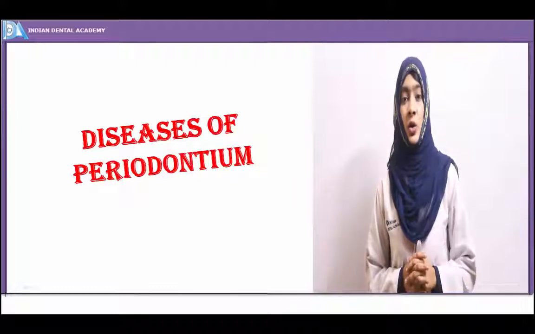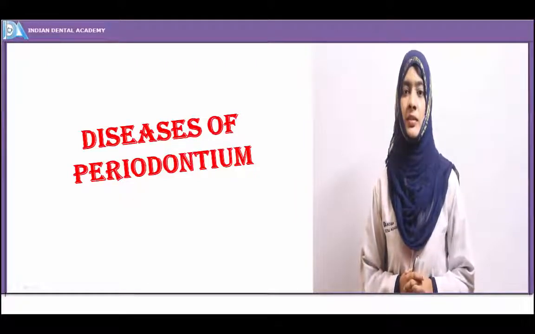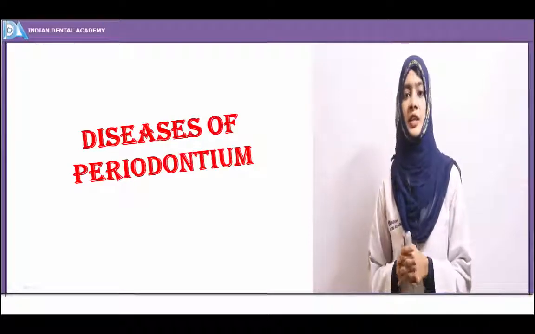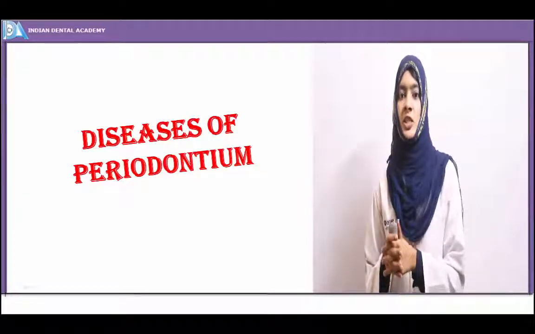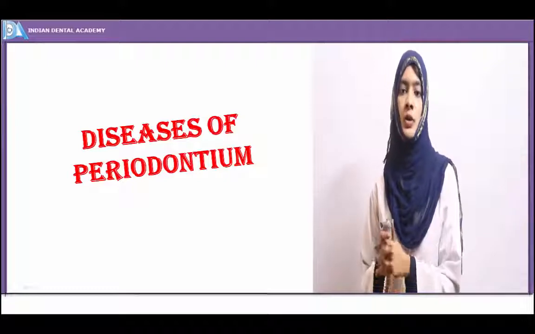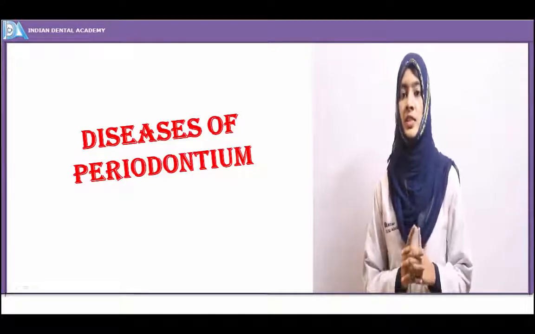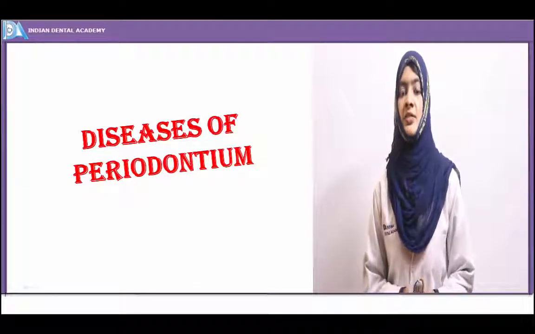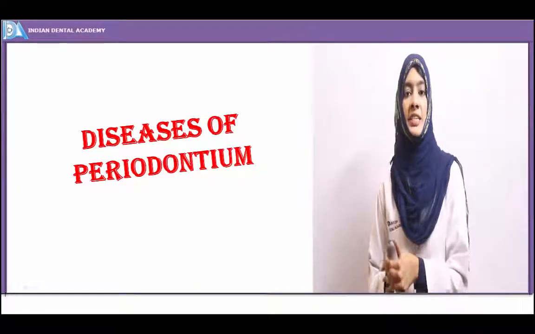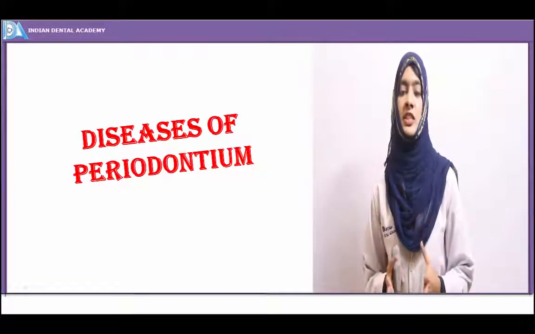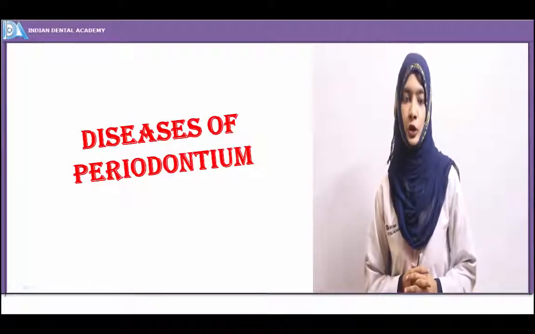So there are a lot of periodontal diseases occurring. They begin as inflammation, that is the gingivitis, and then ultimately this inflammation leads to loss of alveolar bone and exfoliation of teeth. So if we stop the disease at the gingivitis level, we can save the periodontal apparatus of the tooth and thus maintain the integrity of the tooth.